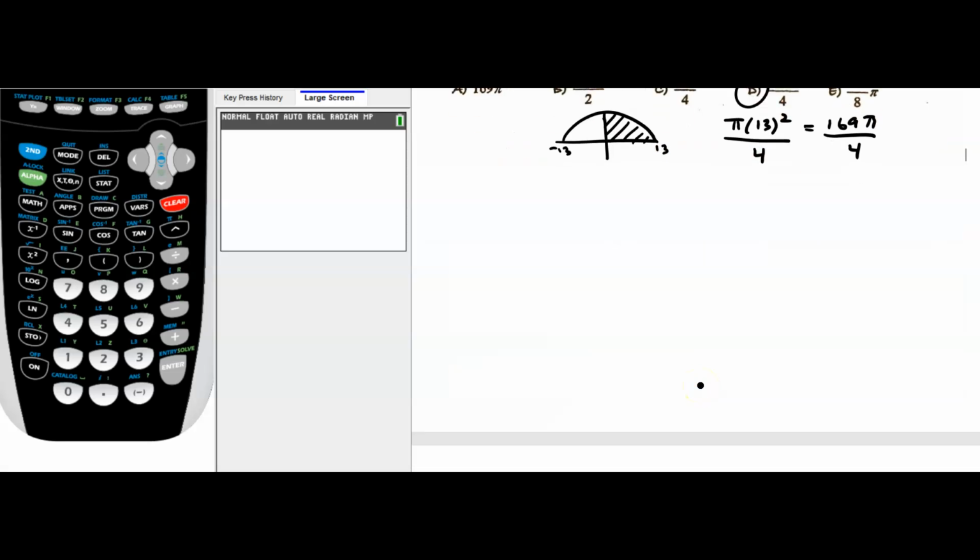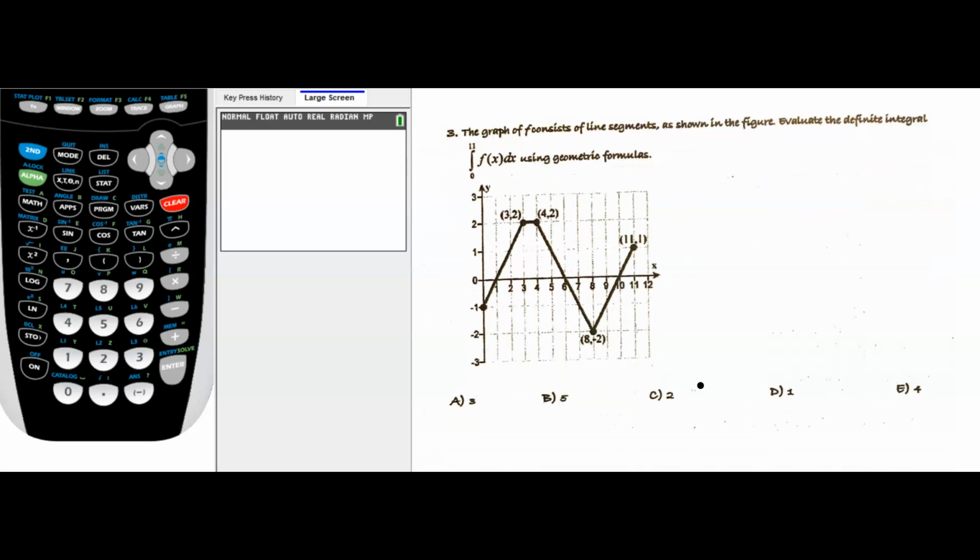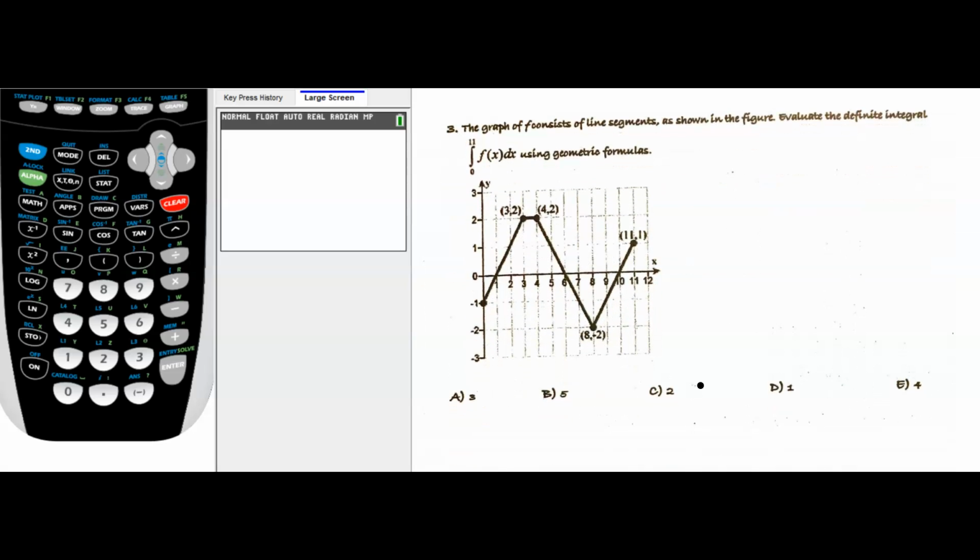Okay, let's go to number 3. And this one says the graph consists of line segments as shown in the figure. Let's evaluate the definite integral from 0 to 11 using geometry again. So here we're going to be using triangles and rectangles and things like that. Now what's key here is we're trying to find the net area bounded by the function and the x-axis. Now I see students take this image and all the time sketch in the wrong areas. But I'm going to show you right now the areas that we're looking for.